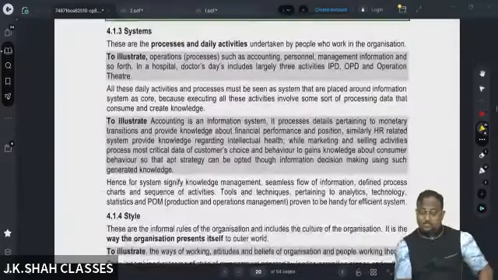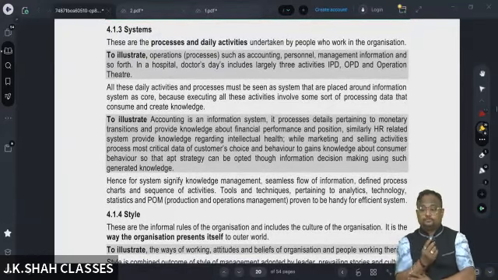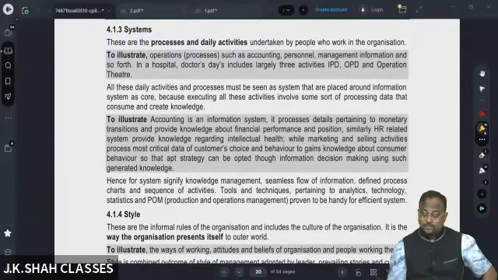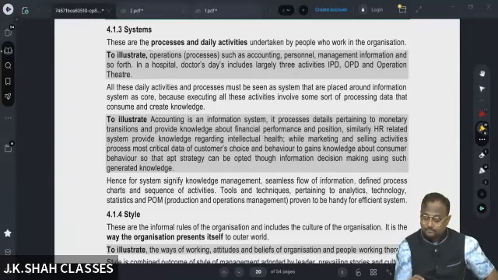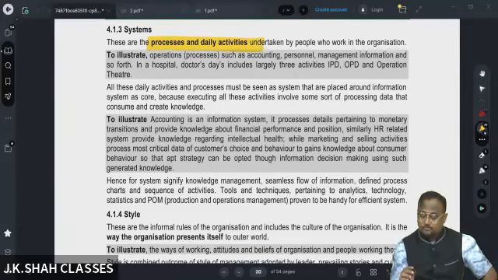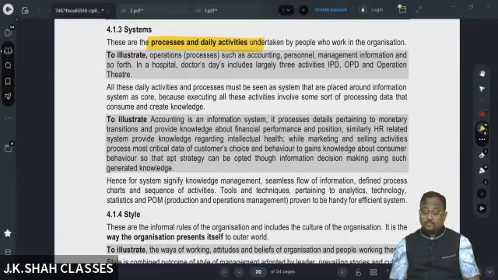Okay, then the next concept is systems. Systems में these are processes and daily activities, मतलब जो आपको actually करना पड़ता है वो. Unless you have complete control over this, you can't actually achieve your goal.